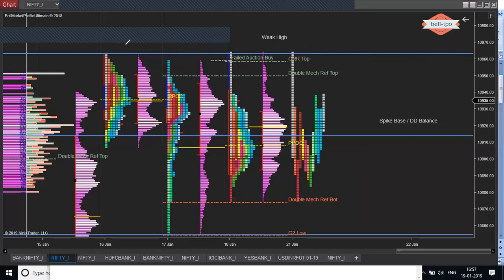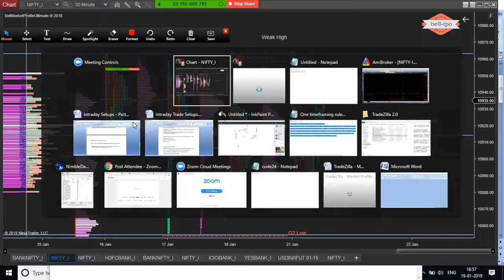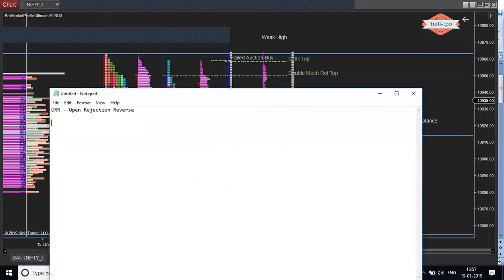So it gives you stops in the form of double distribution or triple mechanical reference, which is nothing but stops built around those levels. So we've seen ORR top and double mechanical reference. It also provides failed auction, and G2, G3, both highs and lows.